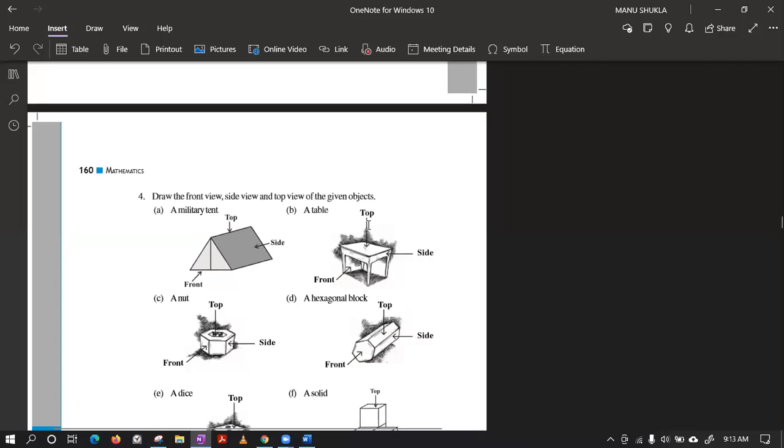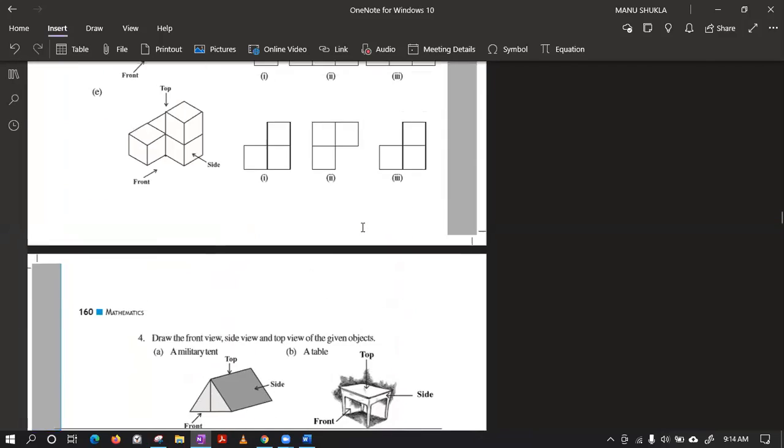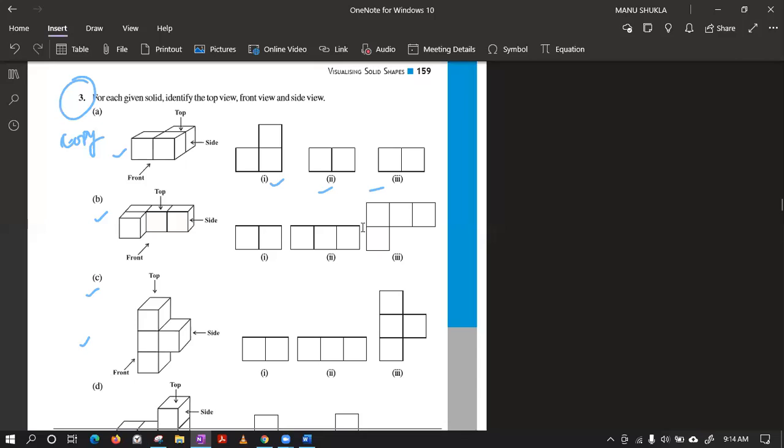After this, if possible, you can try question number four also in the copy. But at least try to do question number three. Let me stop the recording over here. The time is almost up.